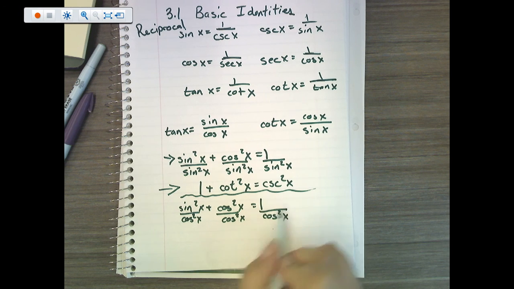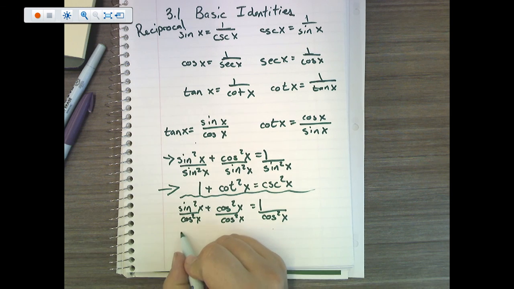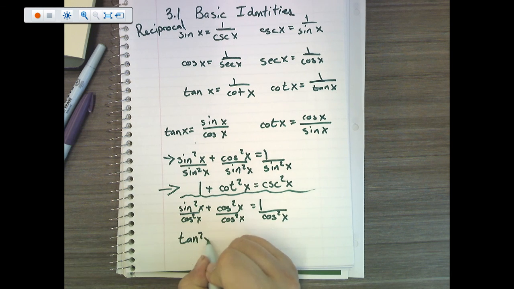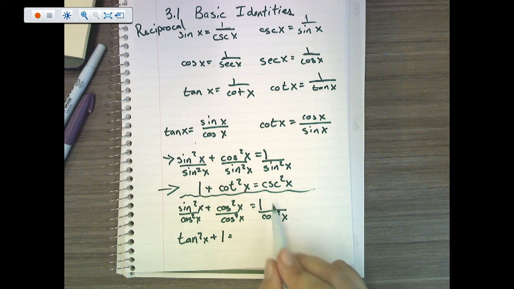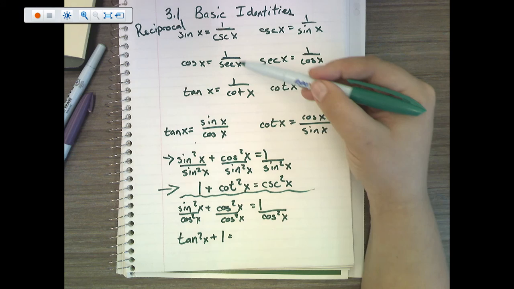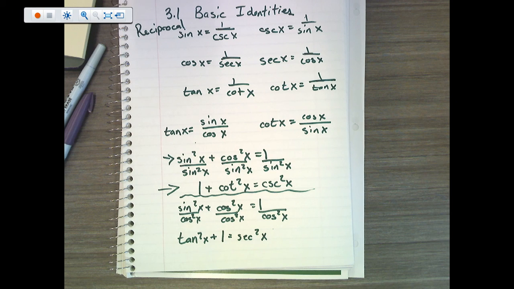And you're not usually going to have to actually do this division. I just want you to see where these things are coming from. So sine over cosine is tangent squared of x. Cosine over cosine is 1. And 1 over cosine is secant squared of x. Okay, and usually you see that one. Yeah, that's how they write it here.